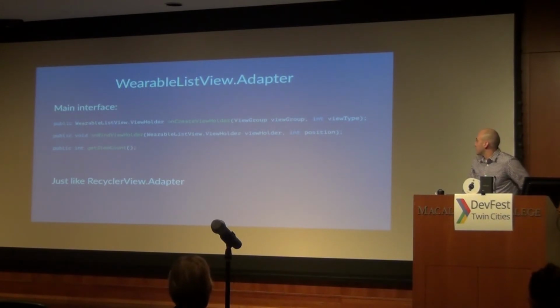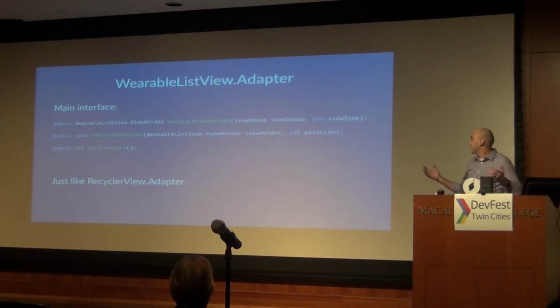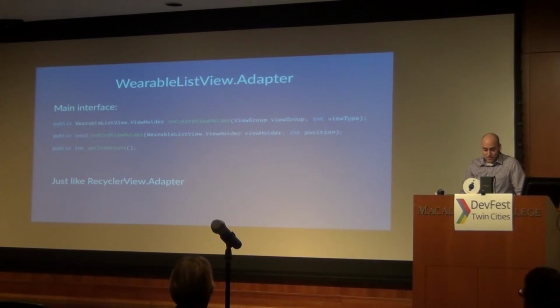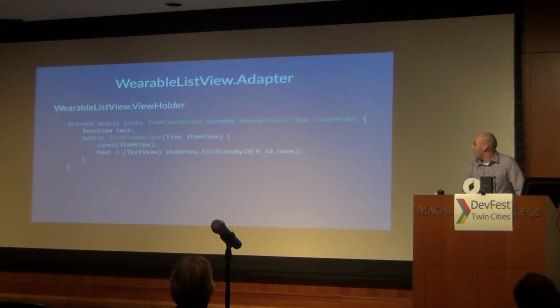The adapter interface is pretty simple. You have your onCreateViewHolder, where you initially create a view holder. onBindViewHolder, where you take a recycled view holder and populate it with data, and then getItemCount. So if you've ever used the new recycler view class, that's pretty much all this is. And if you want, you can create your own custom view holder class to hold your views. And then setting up the adapter, this is all you need to do to get the snapping behavior and all that stuff. So really, you get a lot right out of the box using wearable list view.